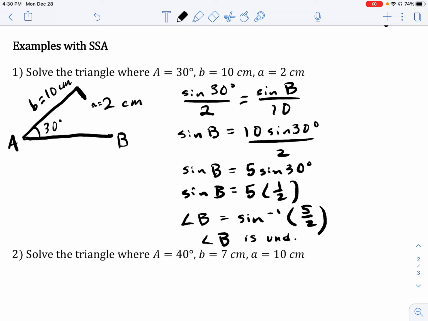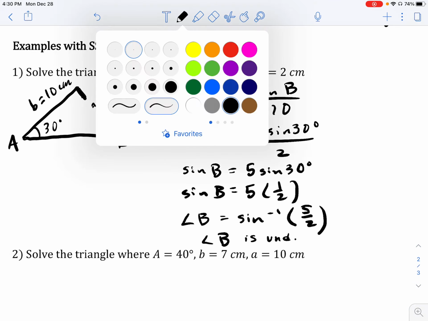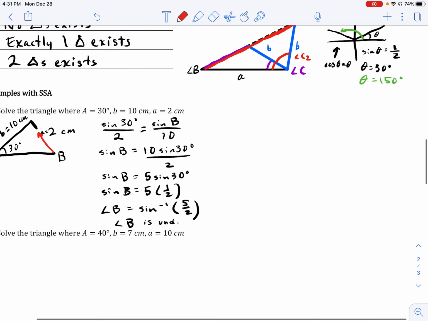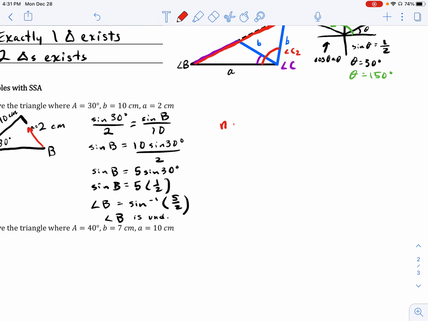And you might say, oh, yeah, why don't I just go ahead and move this side so that it gets connected with that side there? But there's no way to do that while maintaining the fixed angle of 30 degrees. This triangle cannot be formed. And therefore, you would say that no such triangle exists.